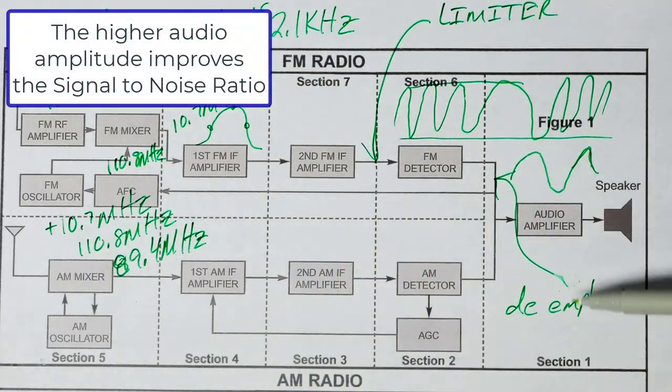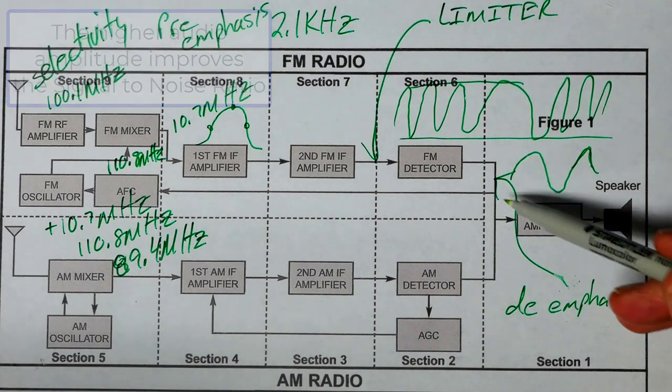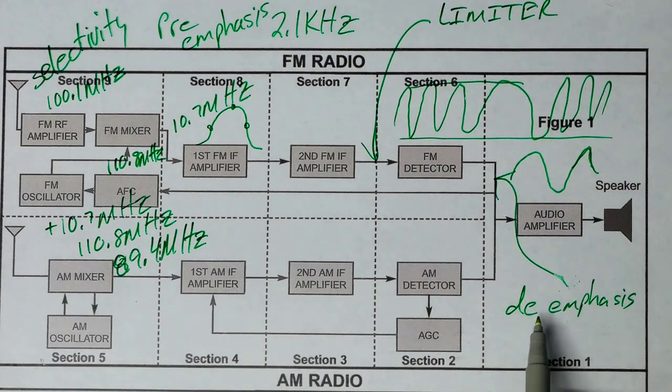And of course, when we receive it at our radio, we don't want to have artificially boosted high frequency audio. So they put a circuit in there to get rid of the boost, and that's called a de-emphasis circuit. And this one doesn't have de-emphasis, so no worries in that regard. So that's a fairly brief overview of the block diagram of our FM radio.